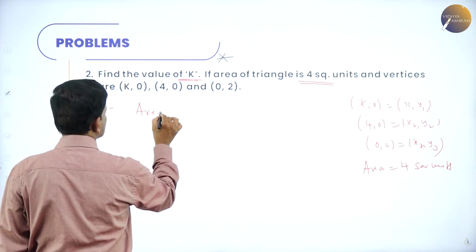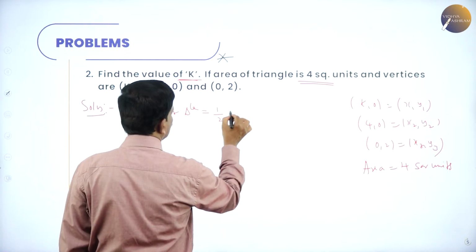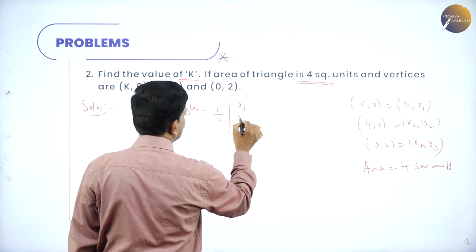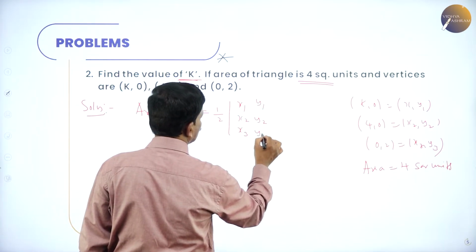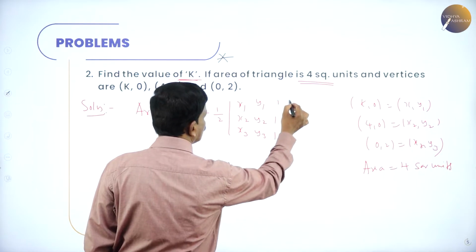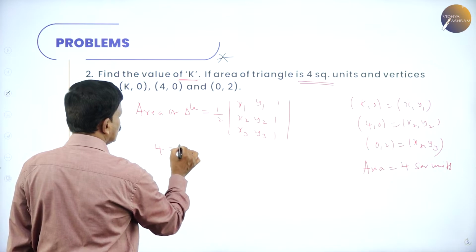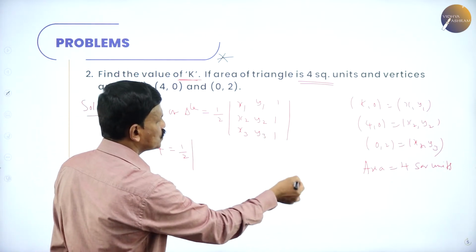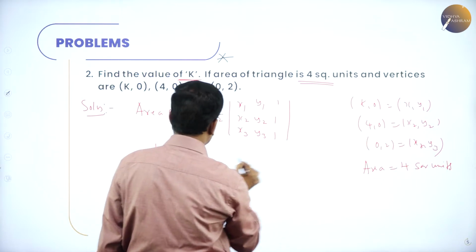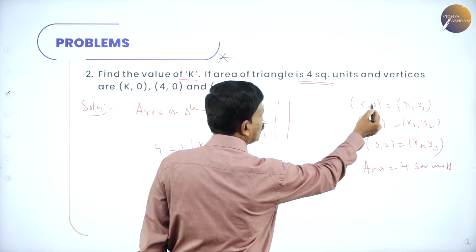Area of triangle ABC is equal to half into the determinant of x1, x2, x3, y1, y2, y3, 1, 1 and 1. Now what is given? Area is given. This is 4. So 4 is equal to half into, write down the values of x1, x2, x3: k, 4 and 0.